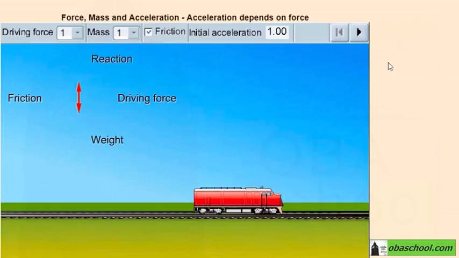Hello everyone! In this simulation, we're going to investigate the dependence of the acceleration on the force. In this simulation, there's a train.